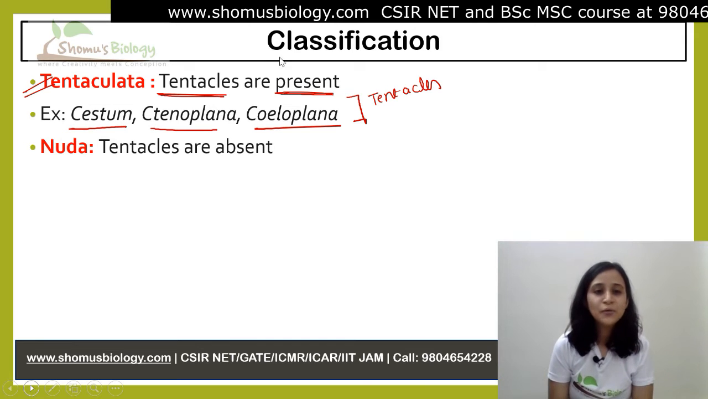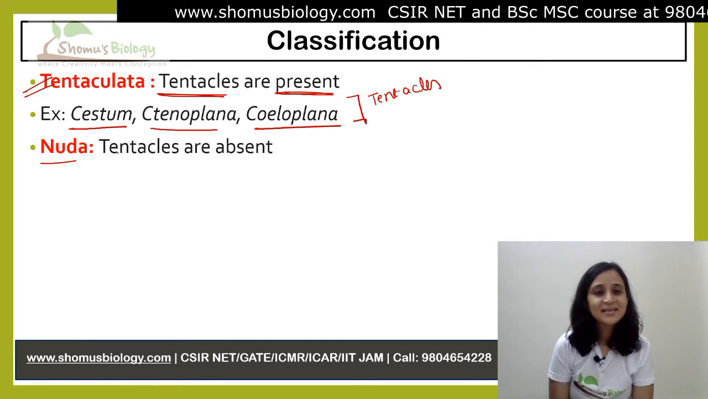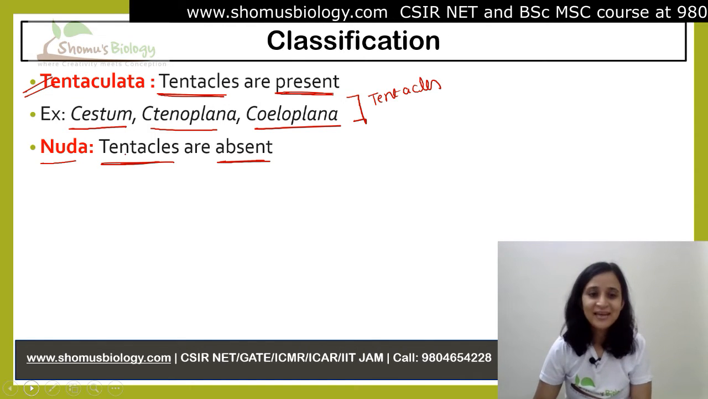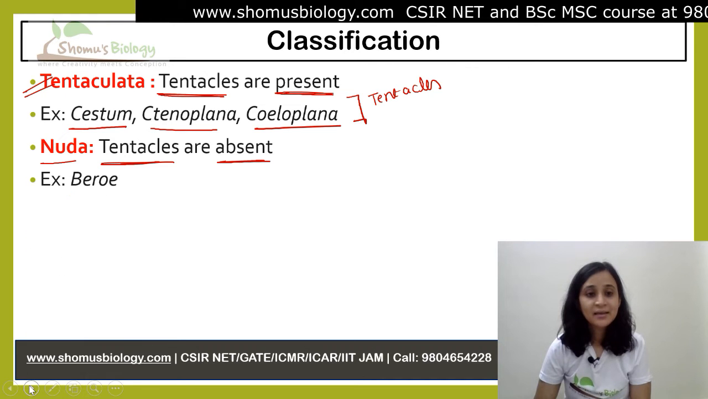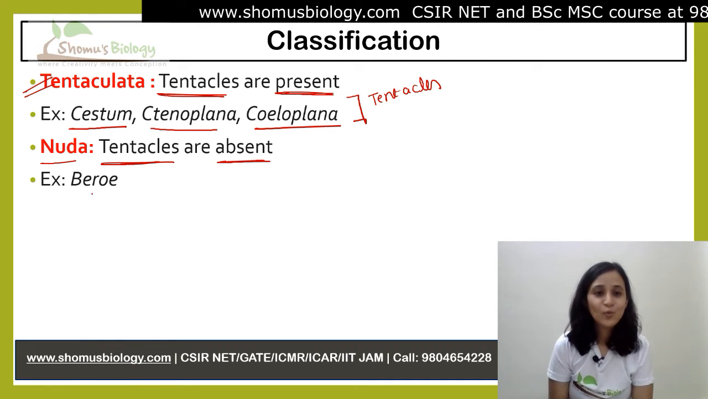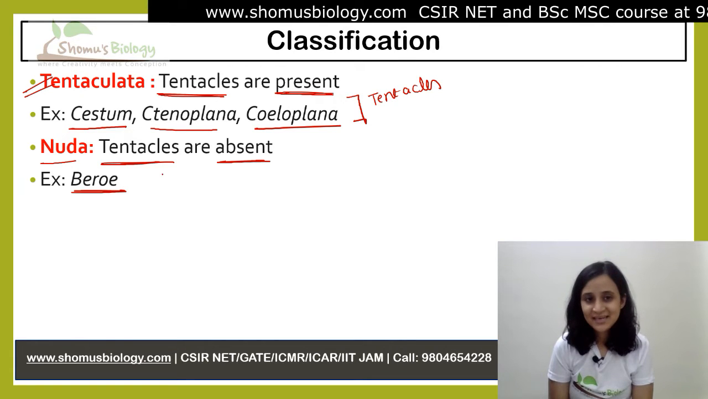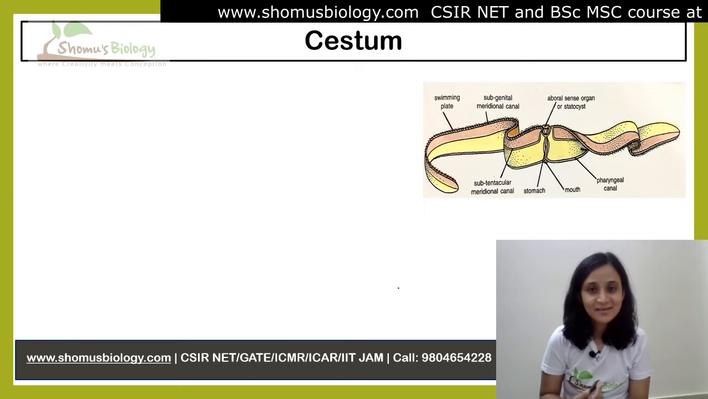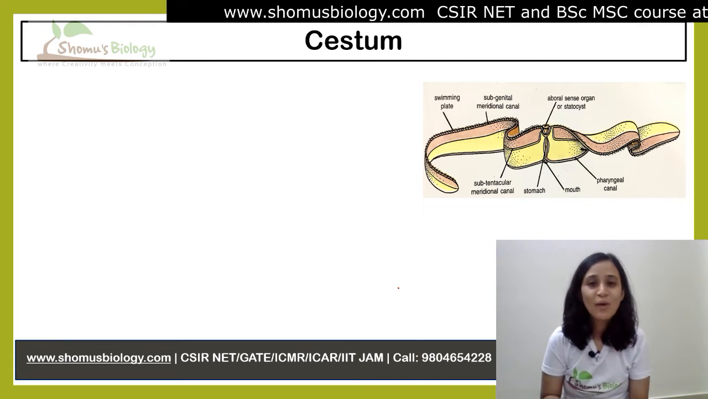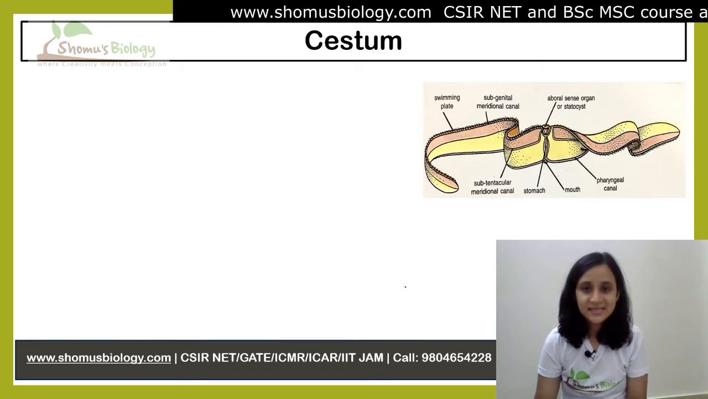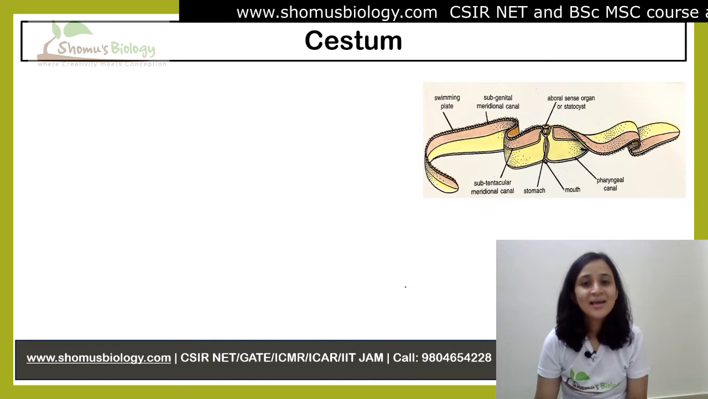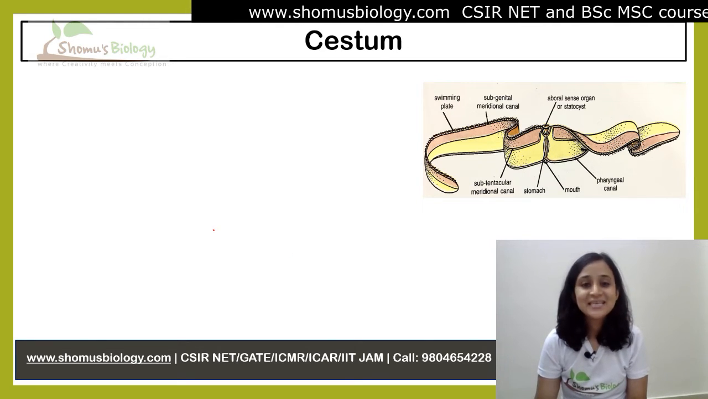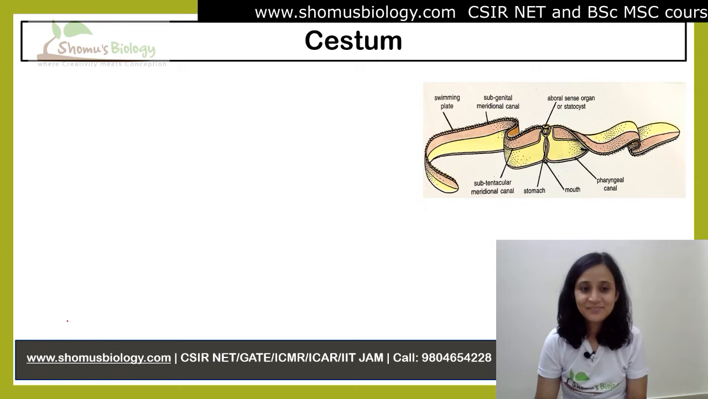Next is Nuda. So in this case, tentacles are absent. So they don't have any tentacle. Example is Beroe. So Beroe doesn't contain any tentacle. Okay, so now we will discuss about these organisms one by one. So Cestum, that comes under the class Tentaculata because it possesses some tentacles.